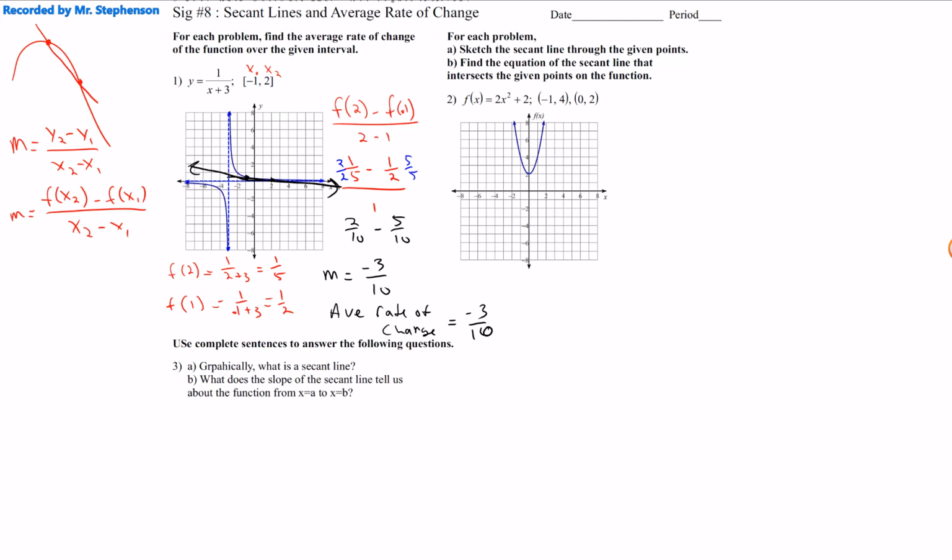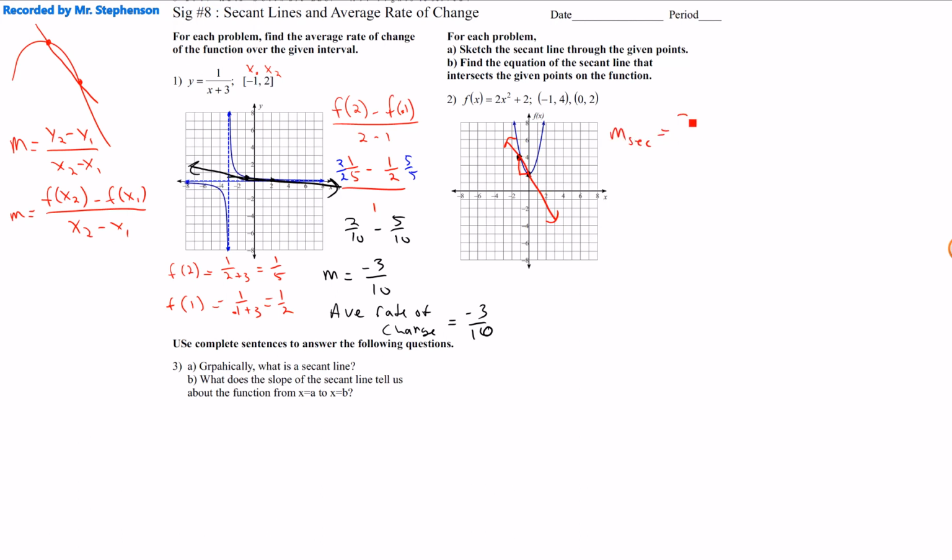For the next part, we're supposed to sketch the secant line through the given points, so negative 1, 4 is right here, and the other point is 0, 2, which is here, and we sketch that line just like this. So right off the bat I can see that this slope is negative, and it's decently steep, right? Actually, I can see the slope right here. It's negative 2 over 1. So I know my slope is going to give me negative 2. But it's not always that nice. So let's actually find it, right?